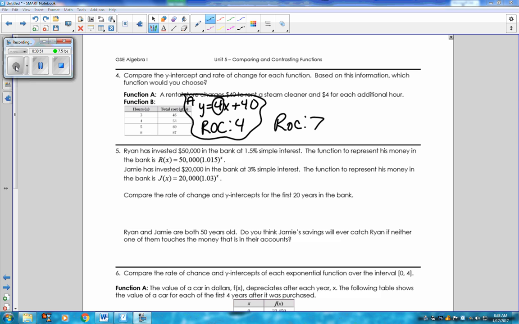Is that right? You haven't compared a lot. Function B has a lower line. It says y-intercept is rate of change. Function B has a... Yeah. For function A, my y-intercept is 40.